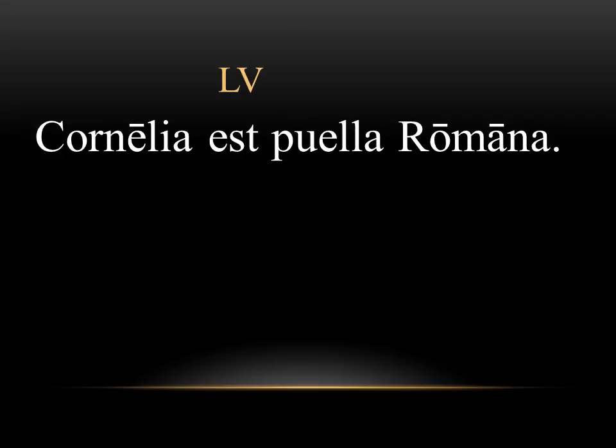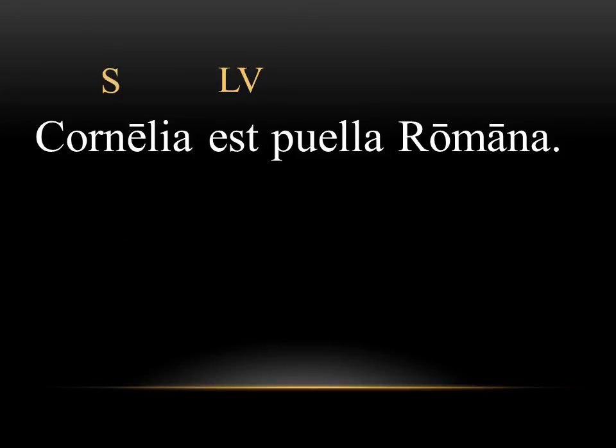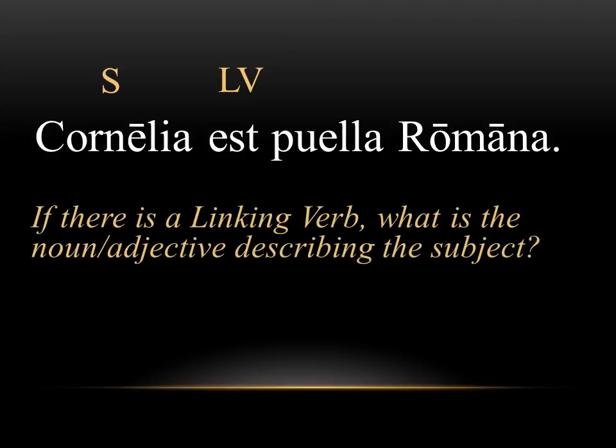Now we want to find the subject of the sentence. And we do this by asking who or what is performing the action of the sentence. The answer is always going to be your subject. In this case, the subject is Cornelia, so we mark that with an S. Now, since we have a linking verb, we want to immediately look for a complement to see if there's one in the sentence. And the question we ask is, is there a noun or adjective describing the subject? And in this case, there is. The answer is puella Romana. So the subject Cornelia is being described by puella Romana, Roman girl. This is our complement. We mark it with a C.